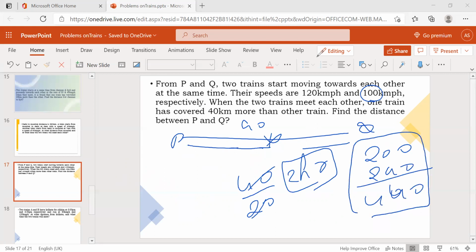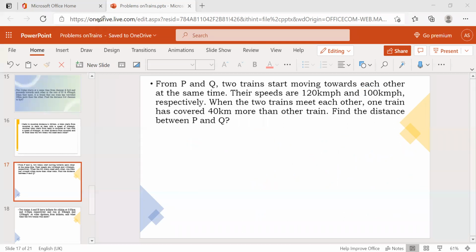So no need to remember the formulas, nothing. We just know the time now, 2 hours. So this train travels 2 hours and this train travels 2 hours. So the total distance is nothing but 440 kilometers. Which one is easy? I prefer this. Okay, now another question.